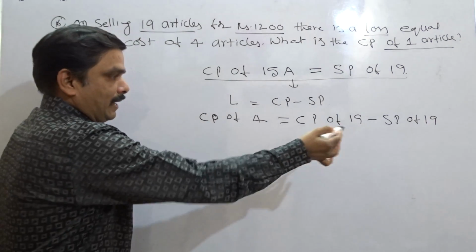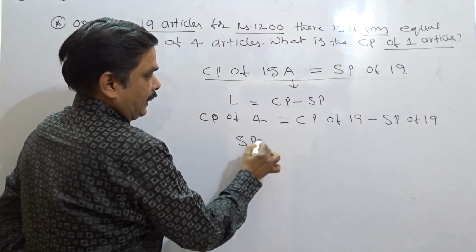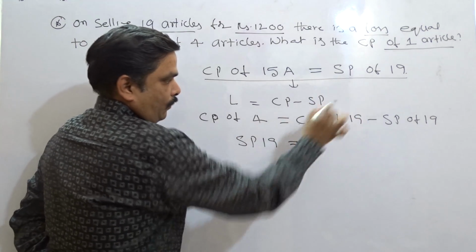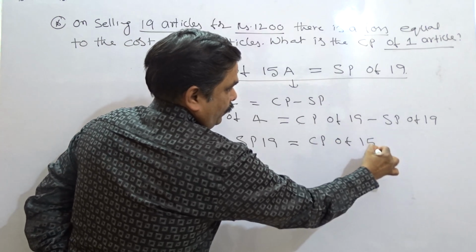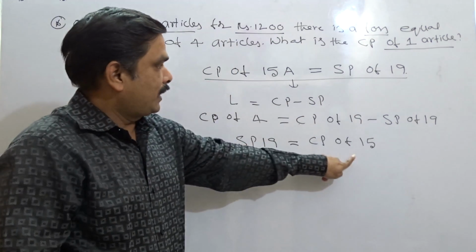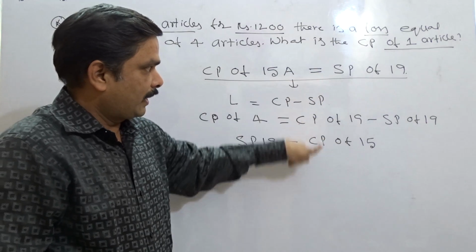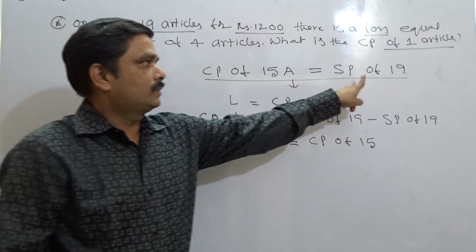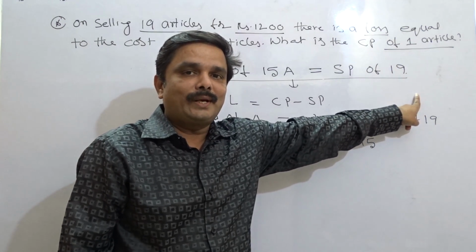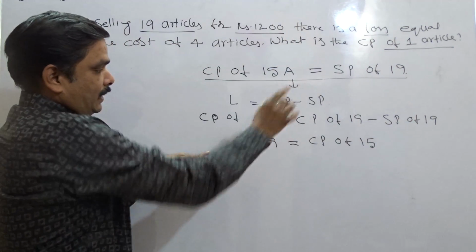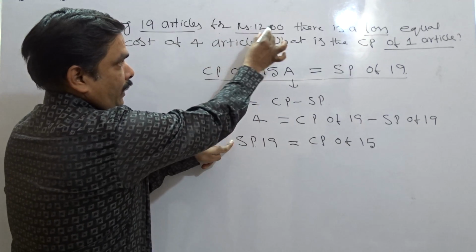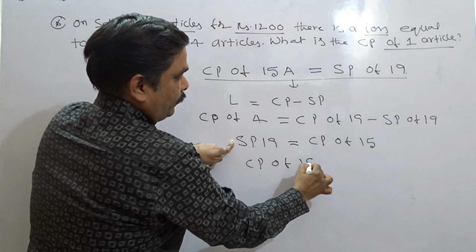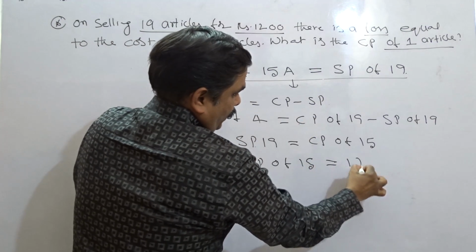Alright, so now clearly I can say selling price of 19 should be equal to cost price of 19 minus cost price of 4, which is cost price of 15. This is the conclusion. If you write something on the paper, you have to derive it this way. But straight away I can say cost price of 15 articles is equal to selling price of 19 articles. Got the idea? Right. Now they have given selling price of 19 articles as 1200. So the meaning of this is cost price of 15 articles is equal to 1200.